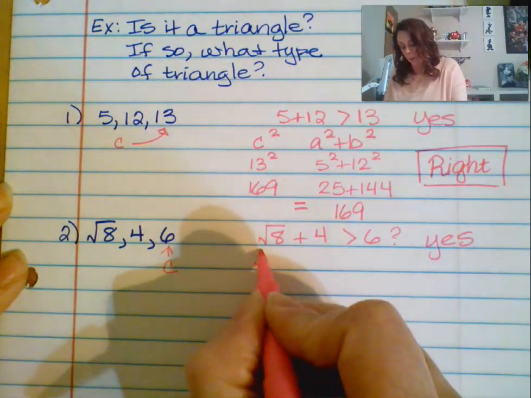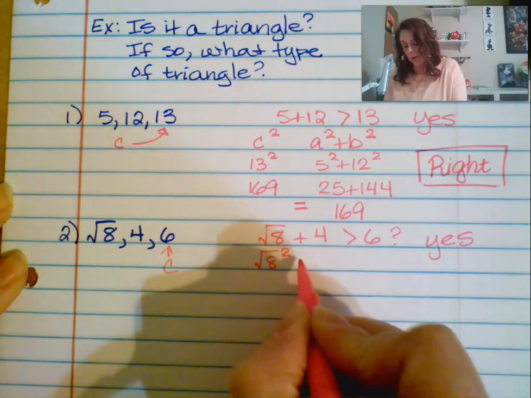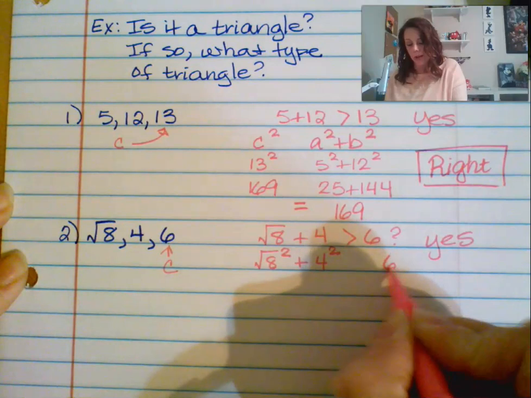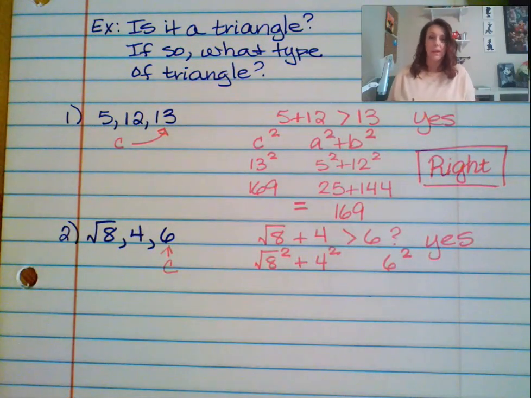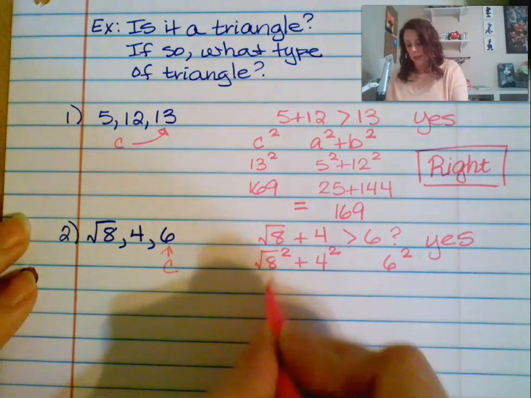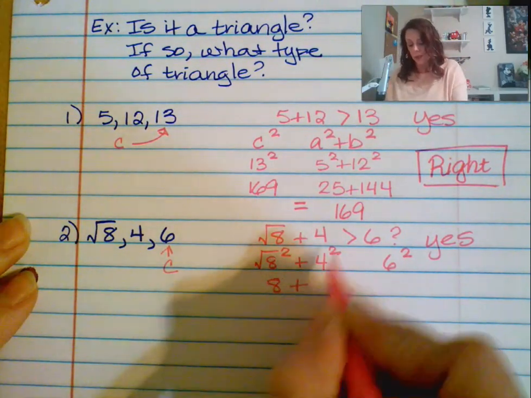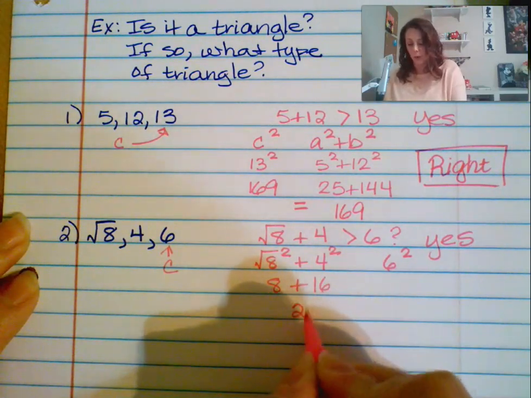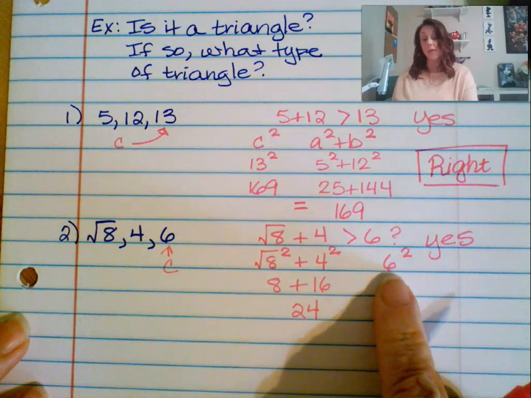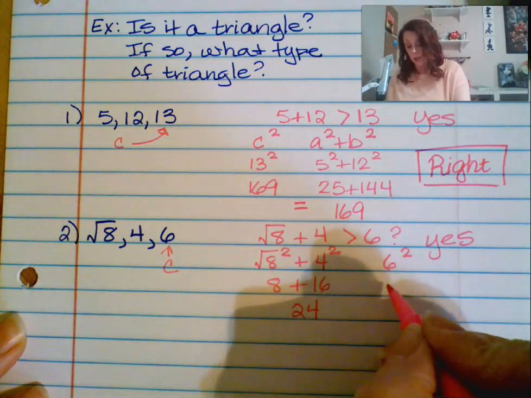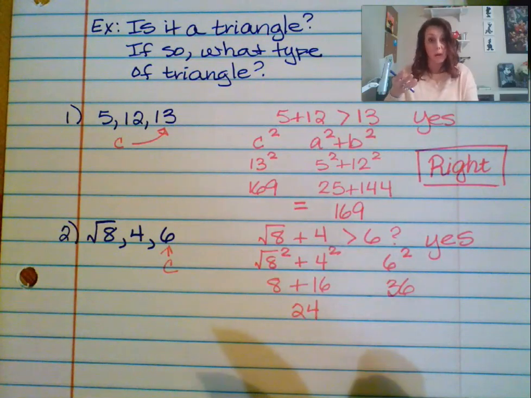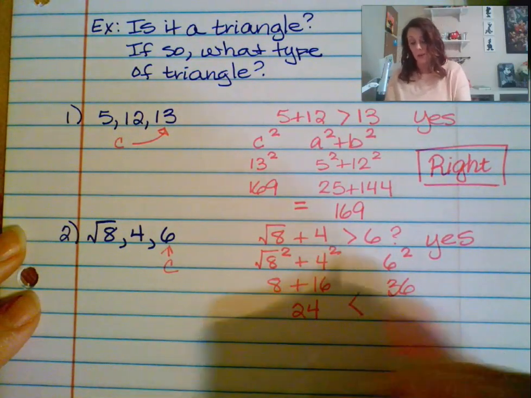So we take the square root of 8 squared plus 4 squared, and we're going to compare that to 6 squared. When you square a square root, those cancel each other out, in which case here we get 8 plus 4 squared, which is 16, and 8 plus 16 is 24. On the other side, 6 squared is 36. And I know from experience, as you all do, that 24 is less than 36.